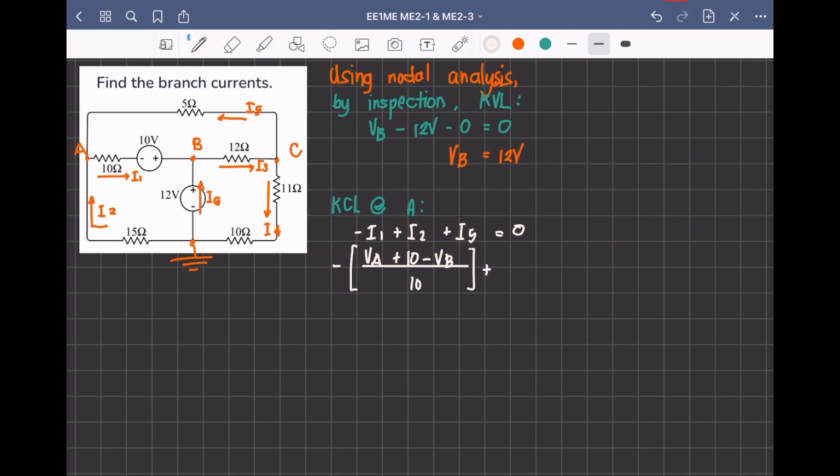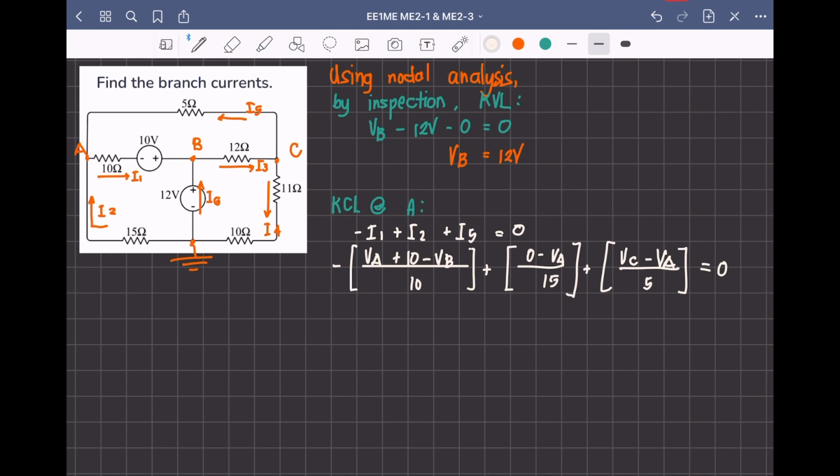plus I2. So for I2, I have to trace the ground going to node A. So that would be 0 minus VA over 15. Okay, so we have 0 minus VA all over 15. Next, plus, you have I5. For I5, you have to trace node C papuntang node A. So you have there VC minus VA all over 5 ohms. And then, following the equations, we equate it to 0.